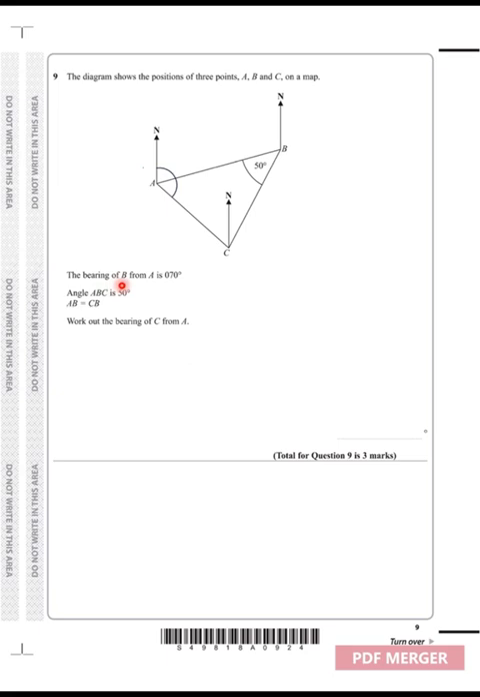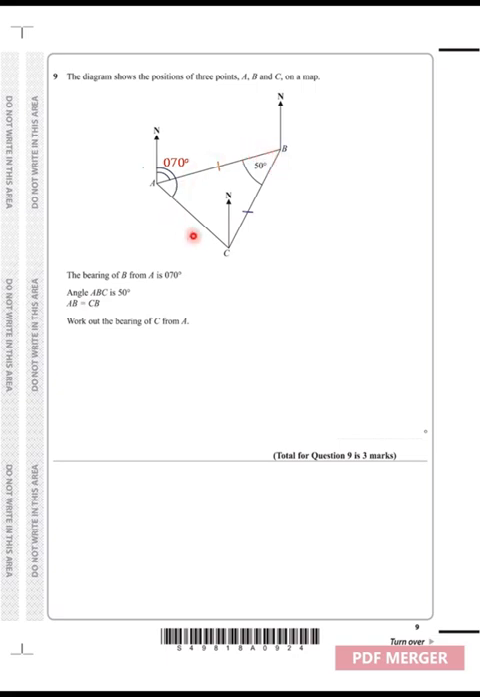So let's start off. So bearing of B from A. So it means this angle is equal to 070 degrees. Remember, it must be written in 3 digits. If the question's asking to work out the bearing of A from C, you need to work out this angle. But for this particular question, we only need to work out the bearing of C from A. So it means all of these angles.